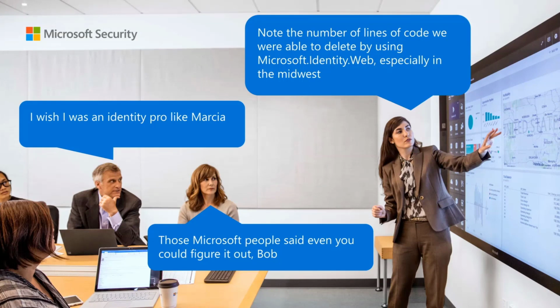And so you'll notice here, of course, these people are looking at a map of the Midwest, central United States, but they were able to delete so much code using Identity.Web that they felt like they needed to present it to their whole org. So here they are.